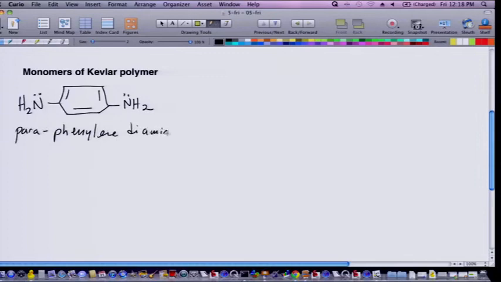Phenylenediamine. And I don't know if people know organic chemistry and the substitutions on an aromatic ring, but I'll do those for you here in schematic. So if I have an aromatic ring and I put substituents across from one another, then we call that para. If I put substituents with one space in between, we call that meta.